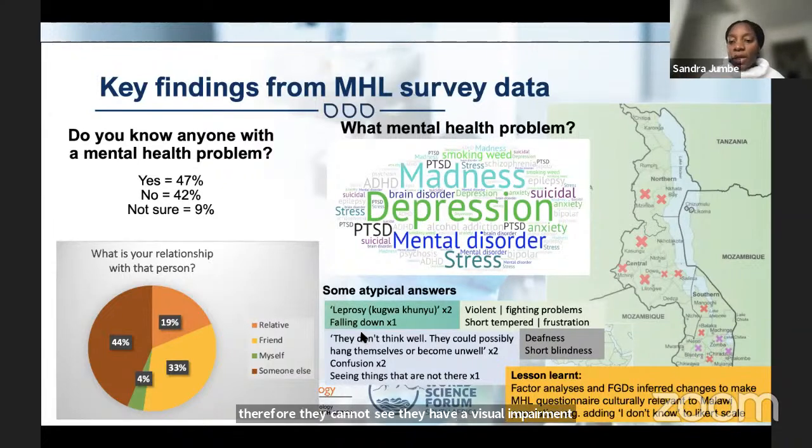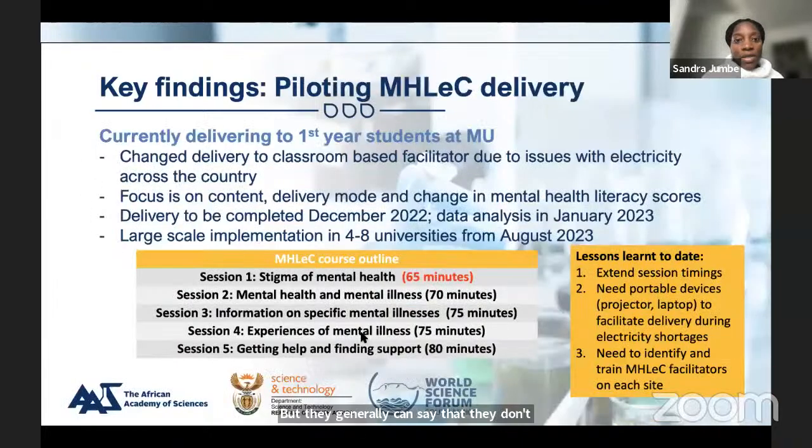So the lessons that we learned from doing the survey is that the questionnaire that we use needs to be changed to fit the cultural relevance of the Malawi setting. For example, maybe adding the option of I don't know to some of the questions so that we know that people are not just guessing or trying to fit into a response, but can genuinely say that they don't know the answer to the question we're asking.